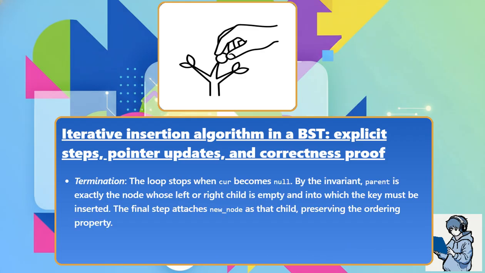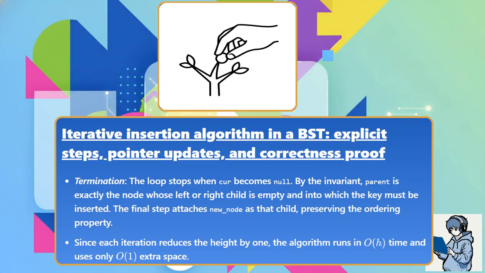Termination: the loop stops when current becomes null. By the invariant, parent is exactly the node whose left or right child is empty and into which the key must be inserted. The final step attaches the new node as that child, preserving the ordering property. Since each iteration reduces the height by 1, the algorithm runs in O(h) time and uses only O(1) extra space.